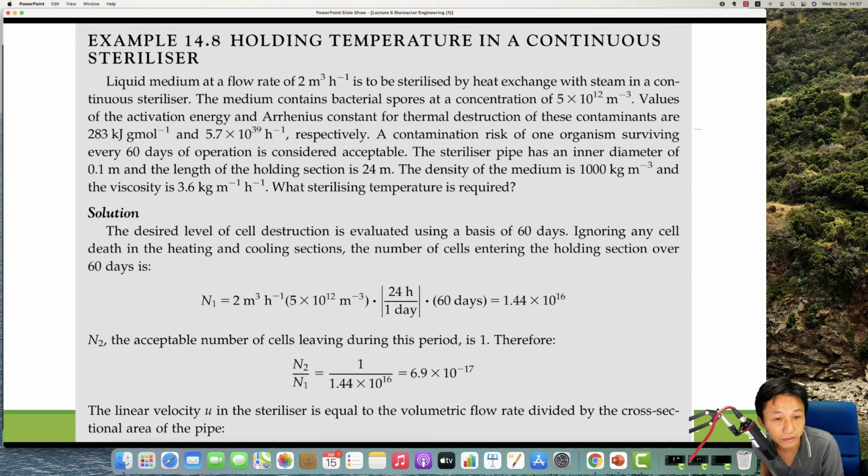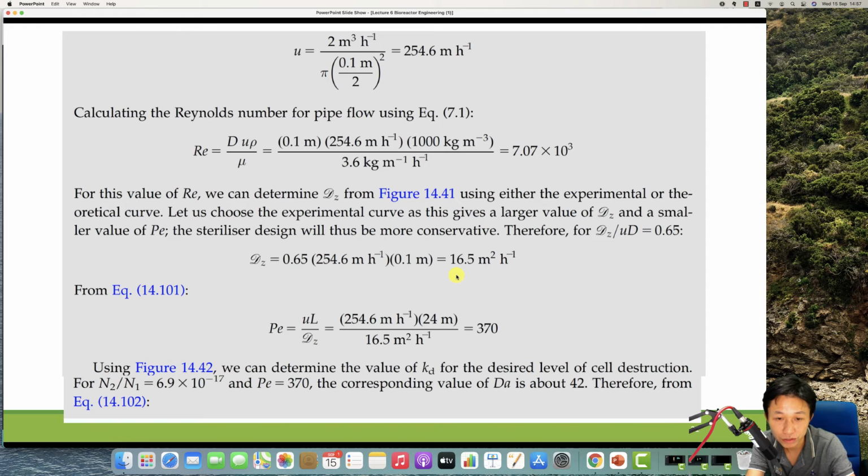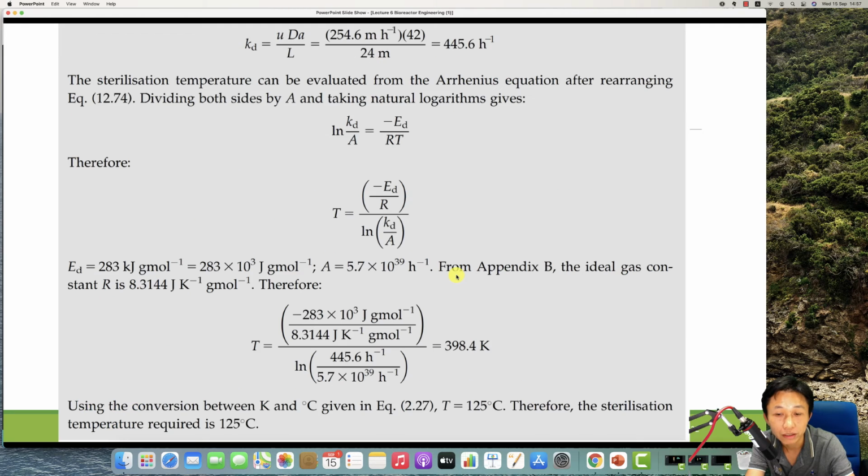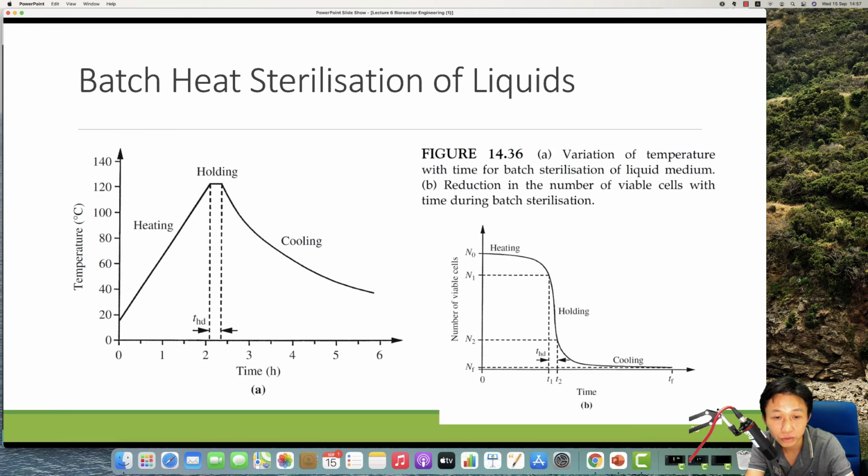The accepted number of cells living during the period is 1 over this. N2 is 1, living. Wait, N2 is 1. This is N2, right? N2, this one, and this is N1. N1 is the beginning, so N2 is the number living. Okay, this one.